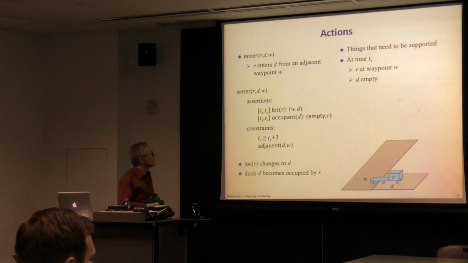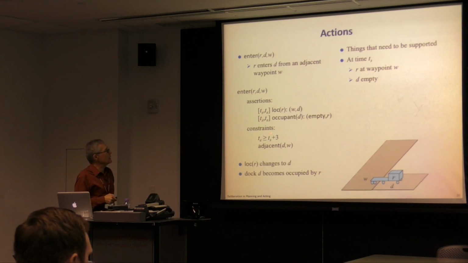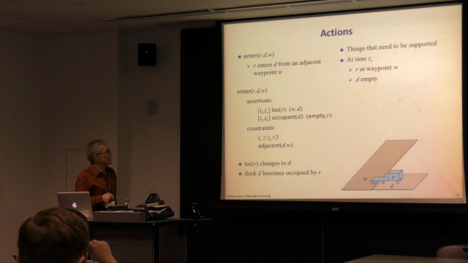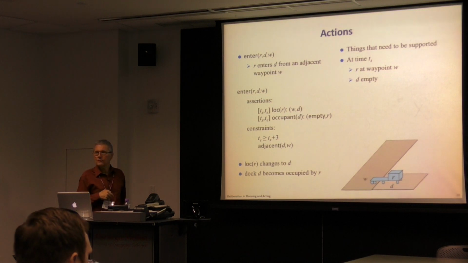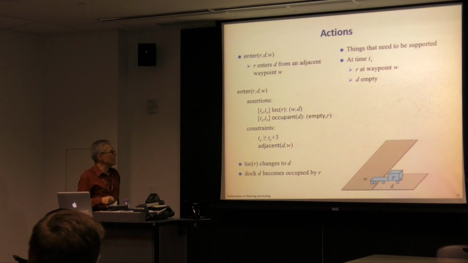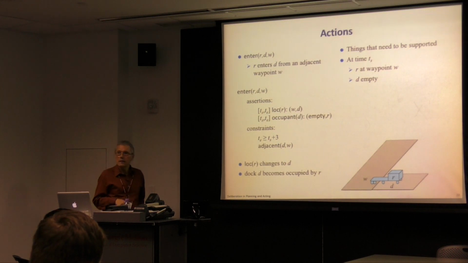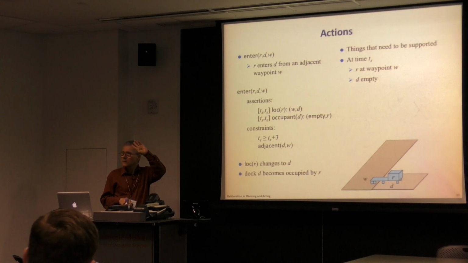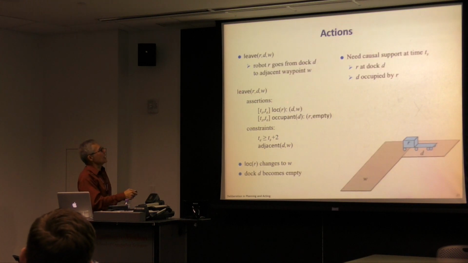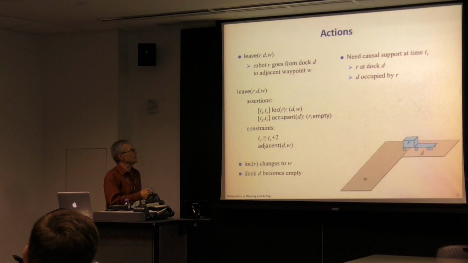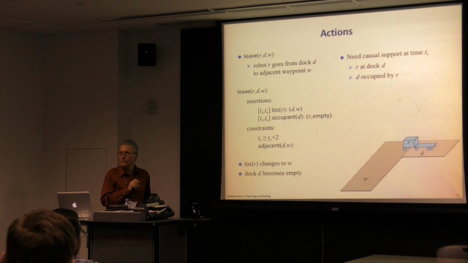Okay, so the constraints are this action is going to take at least 3 time units, and the waypoint and the loading dock need to be adjacent. Any questions about that? Okay. Leaving is the opposite thing. Same idea, except that the changes are in the opposite direction. Location of the robot changes from D to W. The occupant of D changes from R to empty. This one we're going to say takes 2 time points.